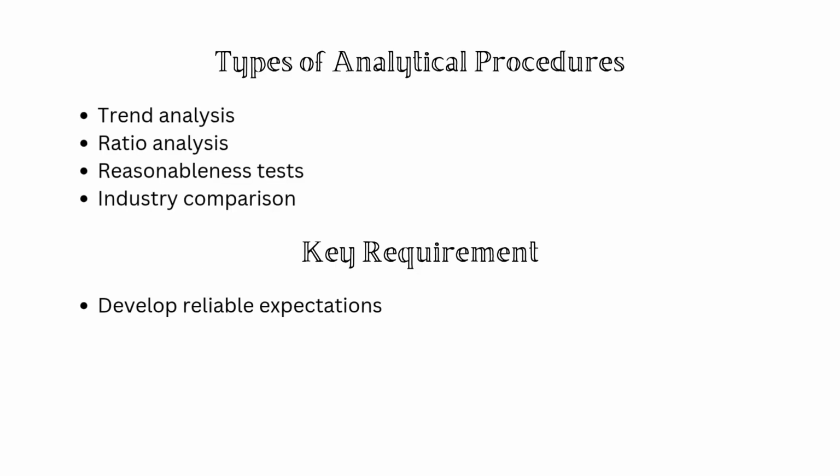There are different types of analytical procedures, including trend analysis, like comparing financial data over time, and ratio analysis, which is all about analyzing relationships such as gross profit margin or current ratio or inventory turnover, and also includes reasonableness test, which is about developing expectations based on data. Another one is comparison with industry data, comparing performance with competitors.